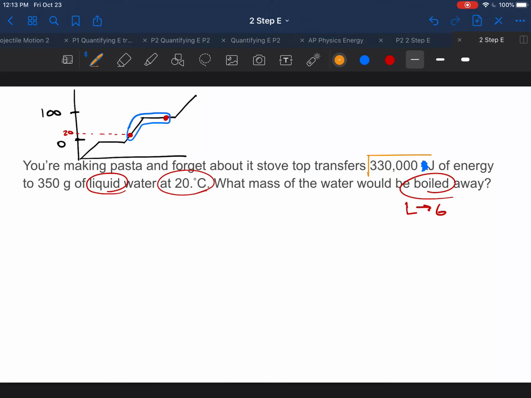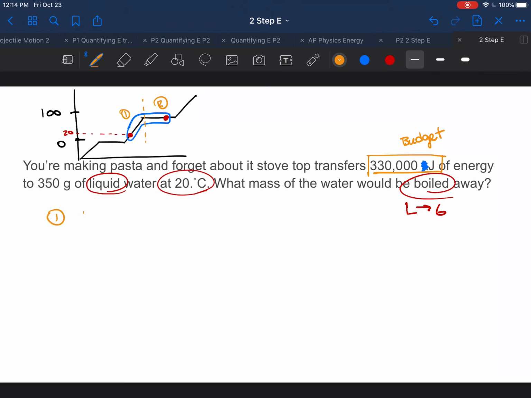And I started with 330 joules of energy. So this is kind of like my budget. I have this much energy to spend, and with this much energy to spend, I'll need to figure out how much I can boil away. Well, to do that, I first need to figure out how much energy is required to heat it. So I kind of have 1 and then 2 on this side.